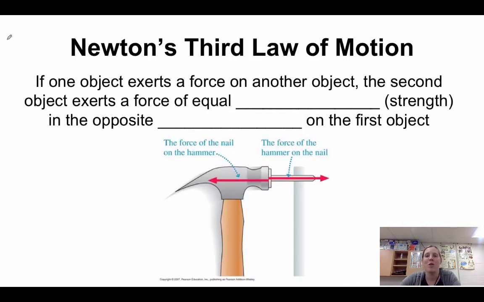So Newton's third law states that if one object exerts a force on another object, the second object exerts a force of equal magnitude, meaning strength, but in the opposite direction on the first object.